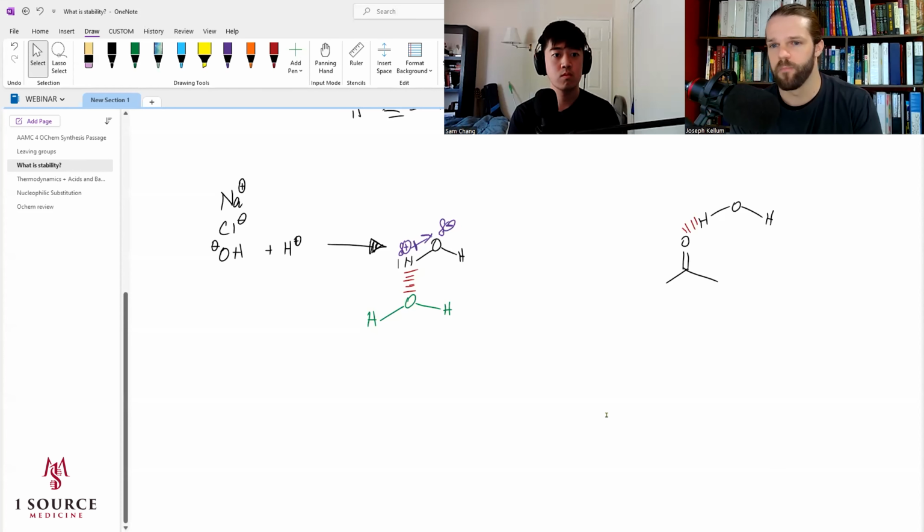So if we do think about why SN1 does happen in a polar protic solvent versus SN2 can't be in a polar protic solvent, right? It cannot be in a protic solvent. Why is that the case? Can anybody tell me briefly why that's true?